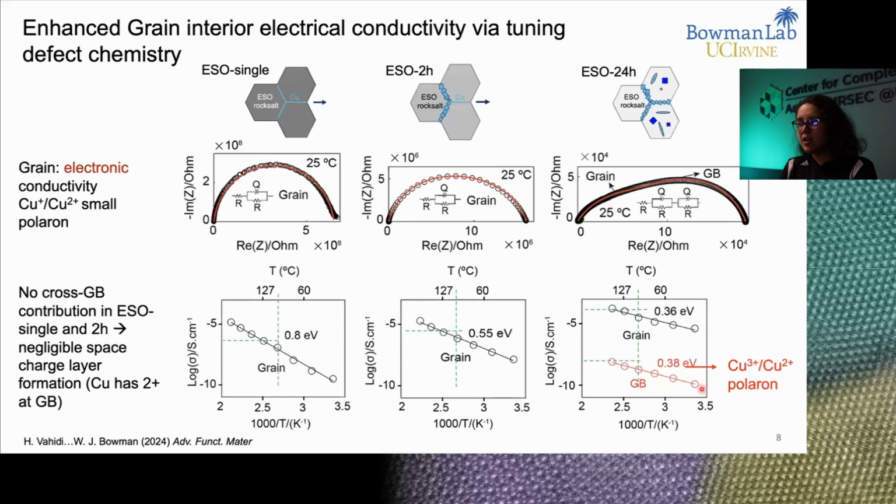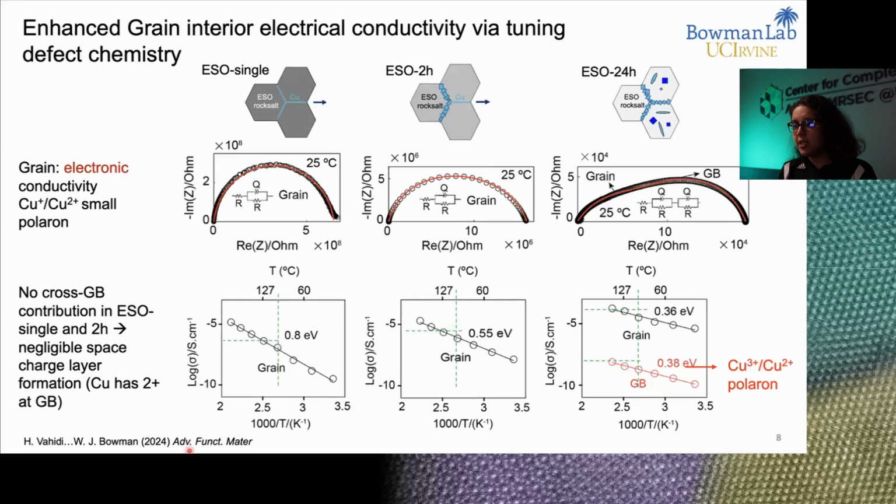Additionally, the grain boundary conductivity is much lower than that of the grain, and we believe that actually is a copper 3+, 2+ small polaron hopping in a tenorite crystal structure, and that's different than that of the grains, which ultimately leads to a reduction in total conductivity. However, it's not that significant, and your total conductivity is also increasing.